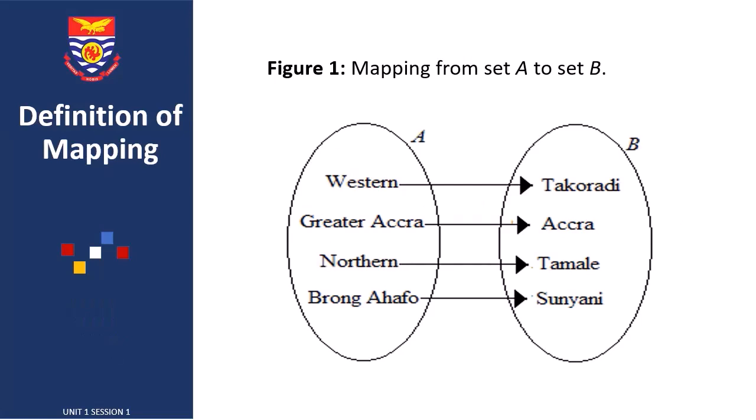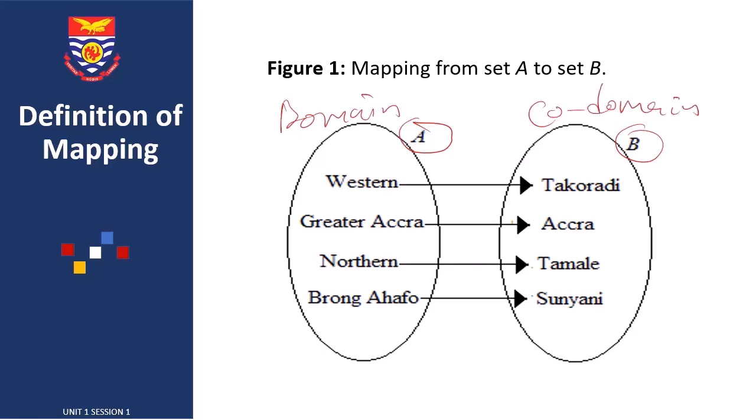Definition of mapping. How do you define a mapping? You've heard about mapping before. So let's see the diagram on the board. We call this diagram an arrow diagram. The diagram in this figure 1 represents a mapping from set A to set B. You can see set A here to set B. Set A is called the domain, and set B is called the codomain.